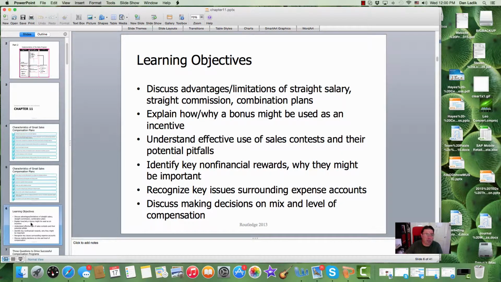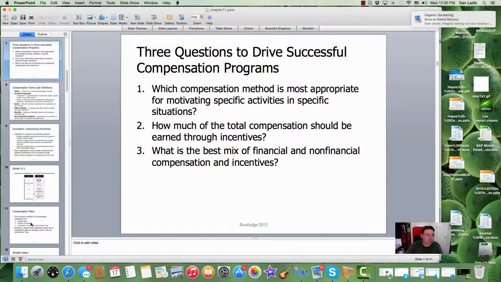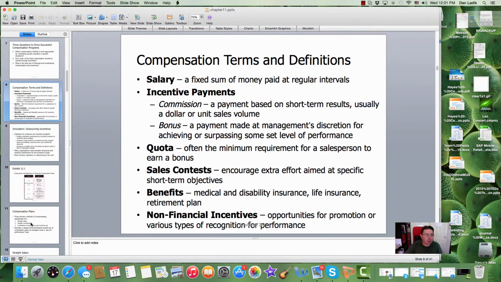Some other quick highlights from Chapter 11. Make sure that we're perfectly clear with the various terms and definitions. What is salary? What is incentive? Quota, contest, benefits, non-financial. I want to get back to this because I don't think the chapter is defining this very well.